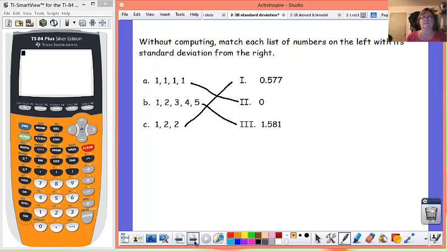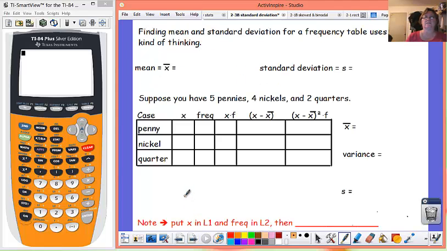Just a little bit of, do we understand what standard deviation is really saying? And I'll bet right about this point some of you are thinking, no, I don't. But we'll get used to it and we'll do better.